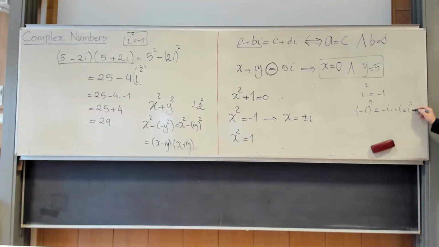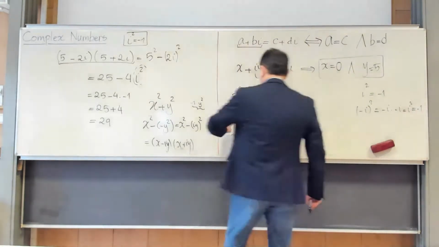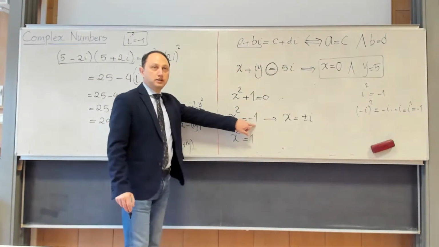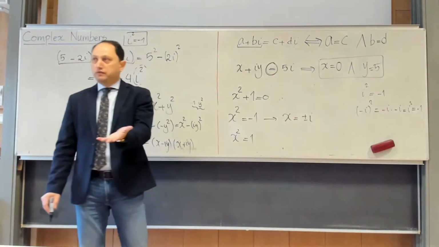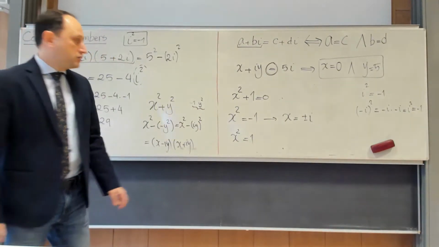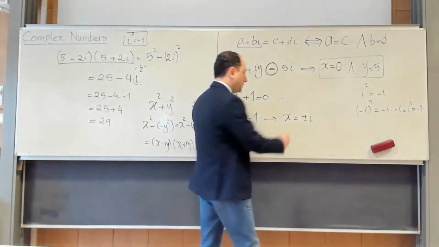But what is i squared? i squared is minus 1. So if I ask you, give me a number whose second power is minus 1, there is not one. There are two numbers. One of them is i, the other one is minus i. So the answer to this equation is plus or minus i.